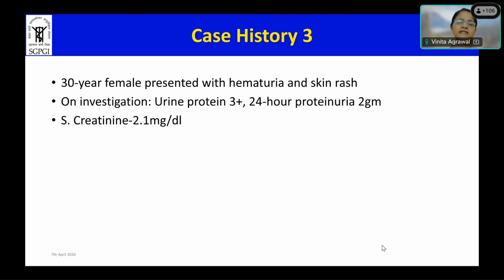Do you think it is nephrotic? What is the cutoff that we use for nephrotic syndrome? Ma'am, proteinuria should be more than 3, ma'am. But this patient has moderate only, ma'am, yes. So it is subnephrotic proteinuria. So this is a patient who has hematuria, skin rash, subnephrotic proteinuria, and renal failure, right? Yes, ma'am.